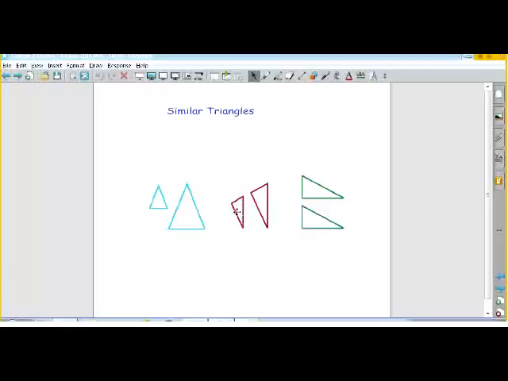In this case, they've got them oriented, is that a word, in the same direction. They don't have to be oriented. It's just easier to see that they're similar triangles. But the thing about similar triangles is all three angles are the same, but the lengths aren't necessarily the same.